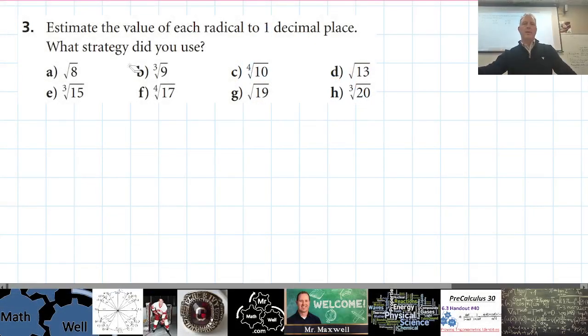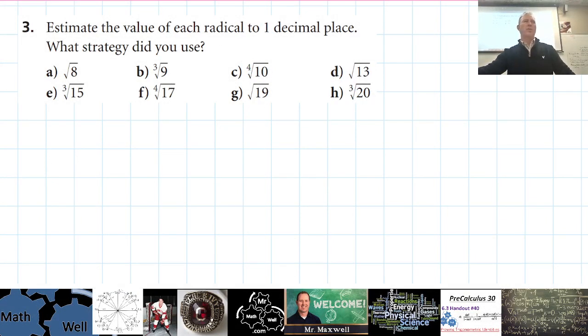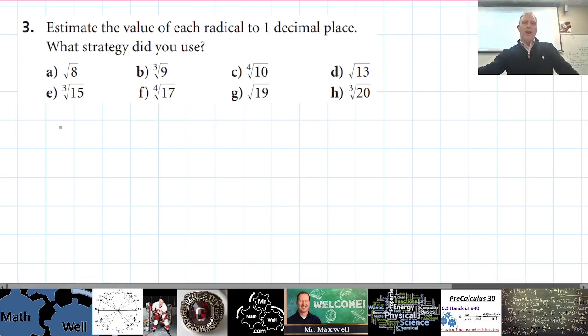Okay, so for estimating square roots and cube roots and fourth roots, we want to use benchmarks, which means known values that are just less or just more than. So let me start with a. If we want to figure out what the square root of 8 is, you want to go just less than 8. What's the perfect square just less than 8? It would be 4.